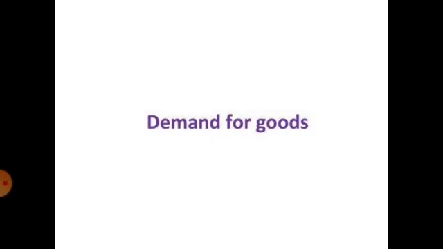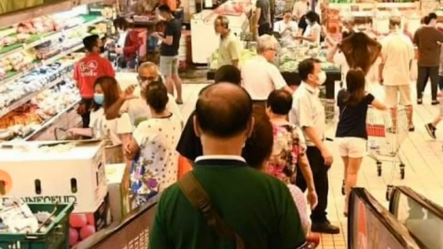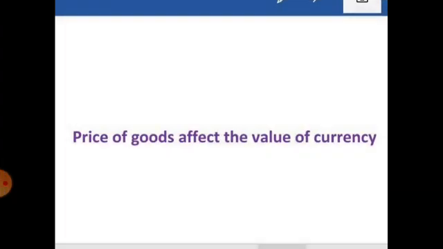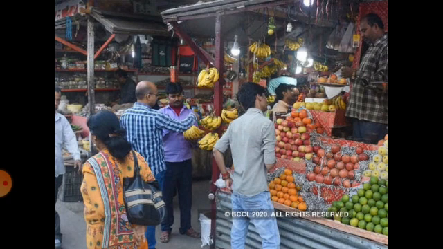Next factor, demand for goods. When demand for goods increases, the price of goods increases, and then the purchasing power is affected. Next factor, the price of goods affects the value of currency. When the price increases, the purchasing power decreases, and finally the value of currency decreases.